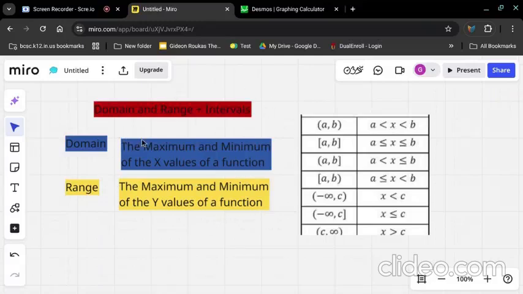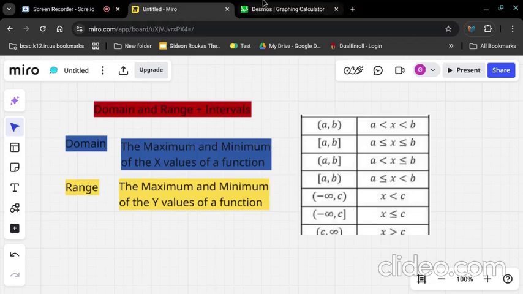Today we'll be going over domain and range as well as intervals and interval notation. So, a basic overview of what domain is: just the maximum and minimum values of x on a function. Range is very similar, it's just the maximum and minimum of the y values of a function.